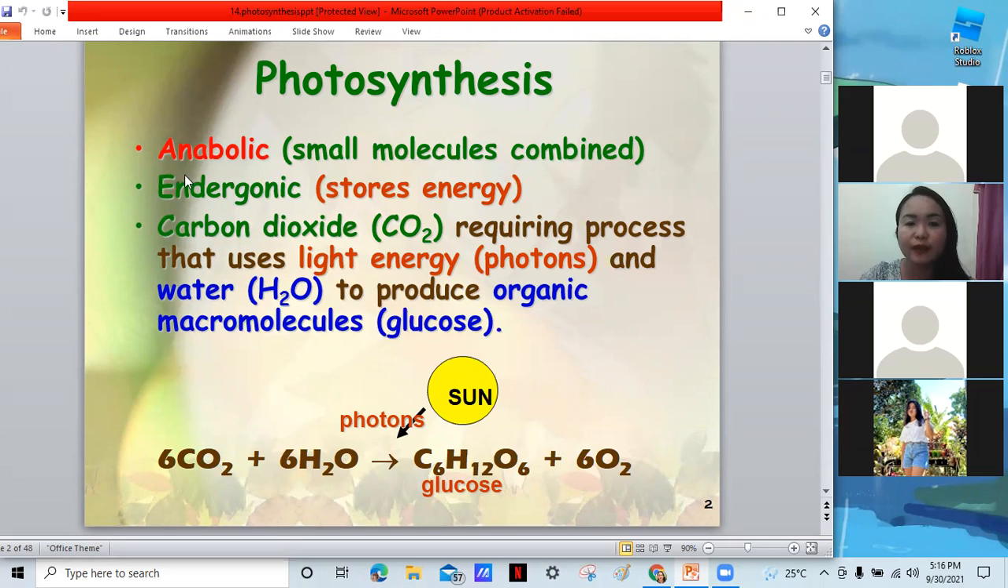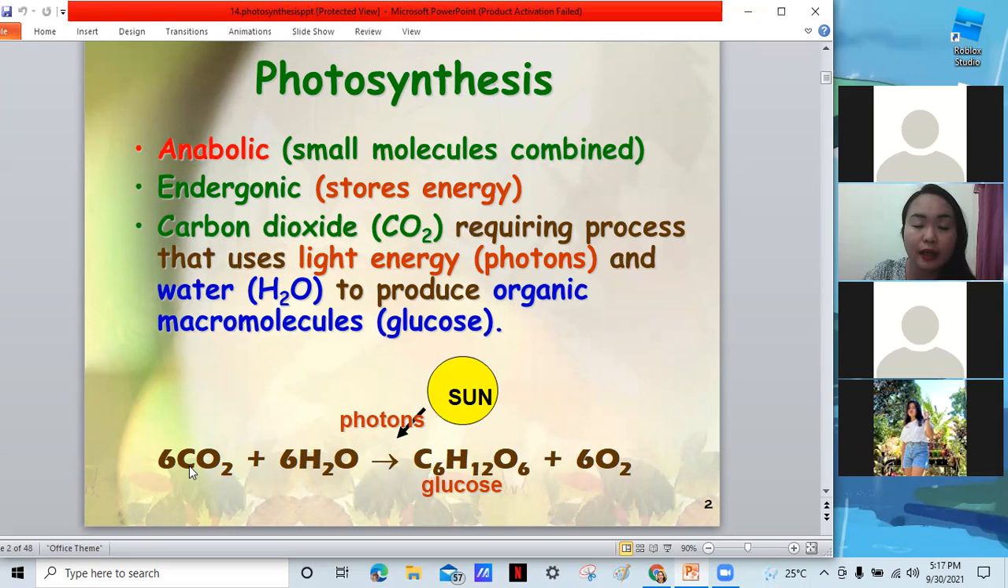First, photosynthesis refers to an anabolic process, where small molecules are combined, and also endergonic, or stores energy, and a carbon dioxide requiring process that uses light energy, or photons, and water or H2O to produce organic macromolecules like glucose.